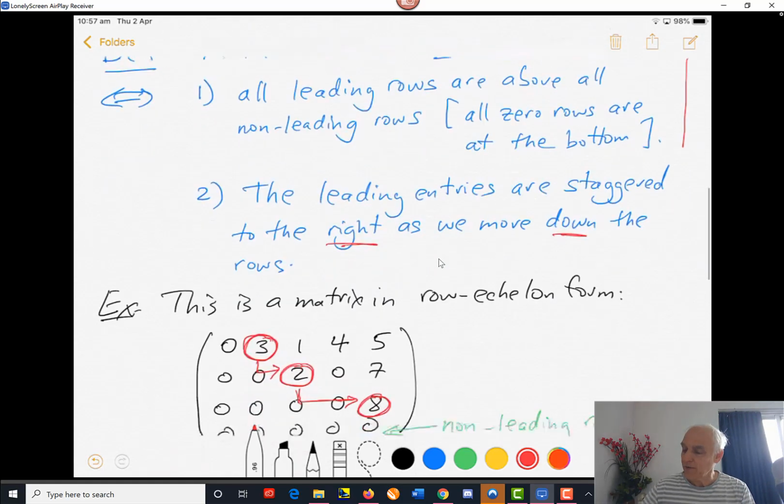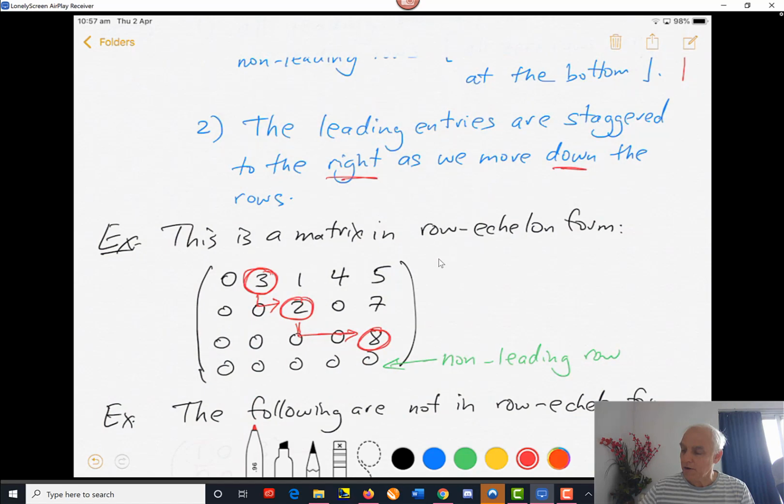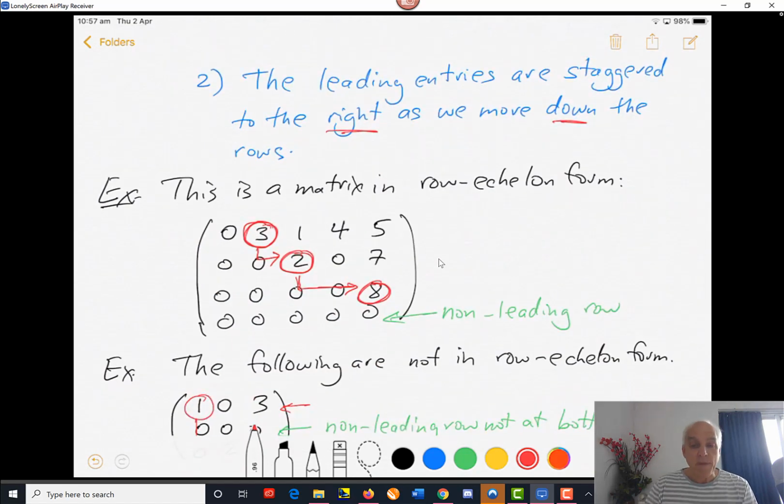So let's illustrate that. Here is a matrix in row-echelon form. It's in row-echelon form because you can see that the row of zeros is at the bottom. That's the non-leading row. The three leading rows are the first three rows. The leading entries are the circled 3, the circled 2, and the circled 8. And they are indeed staggered down to the right. As we go from the first row to the second row, we have to move to the right from the 3 to the 2. As we move from the second row to the third row, we're moving to the right from the 2 to the 8. Okay? So both conditions are satisfied. That is a matrix in row-echelon form.